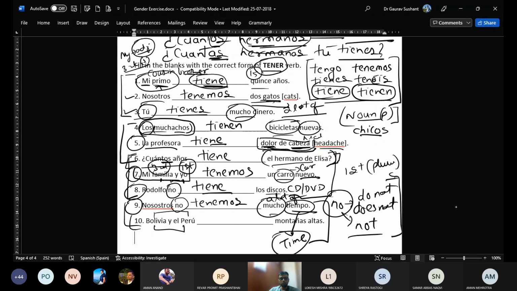So Bolivia and El Perú, what do you think? What are these names? Noun. But it is noun what? Singular. How can you say singular? Bolivia is one, Peru is another one. So there are two here, no? Two, so it is plural. So it is noun plural, so it should be tienen. And these two are what? Which place? They are both countries in South America, Spanish speaking countries. So Bolivia y el Perú tienen montañas altas. So montañas are mountains, altas are tall.